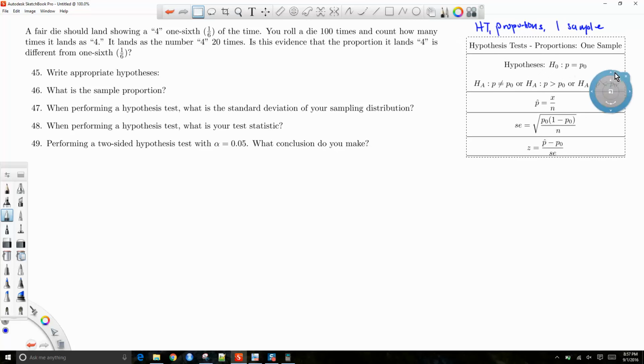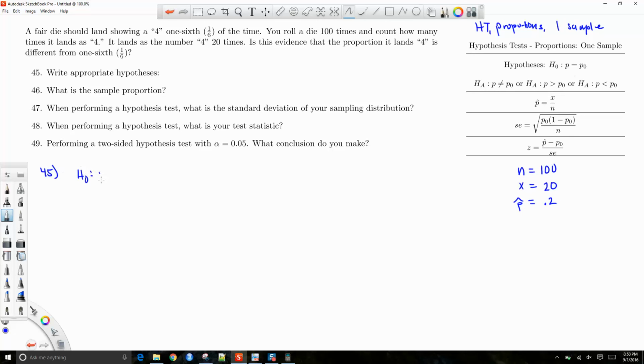Okay, and then let's just list off the data that we have in this problem. So we have n, we've collected 100 rolls, and then our x, how many times did it land on the number 4? It landed on the number 4 20 times, which means our p hat is going to be 20 over 100, or 0.2.